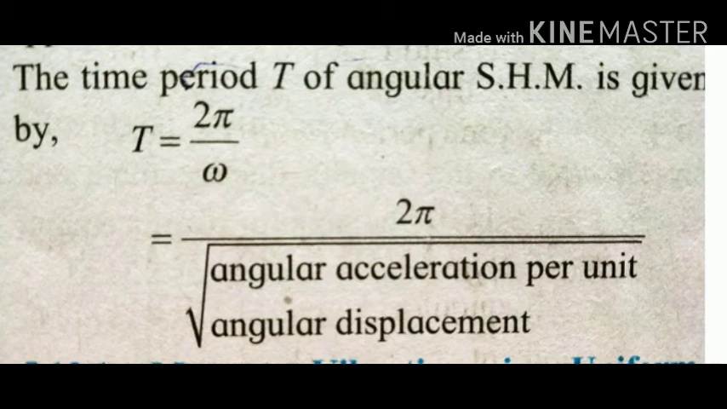Therefore, the time period capital T of angular SHM is given by capital T is equal to 2 pi upon root of angular acceleration per unit angular displacement. This formula for time period we use to obtain the time period of a magnet vibrating in a magnetic field. We study this in the next video.